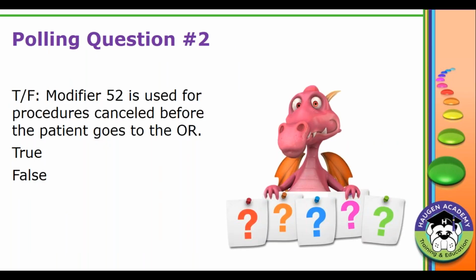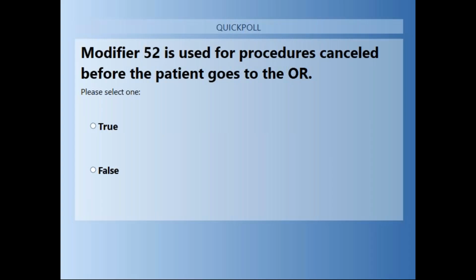Okay, Kathy, that brings us to polling question number 2, please. Here's our question. Modifier 52 is used for procedures canceled before the patient goes to the OR. Is that a true statement or false? Do you think that's a true statement or a false statement?